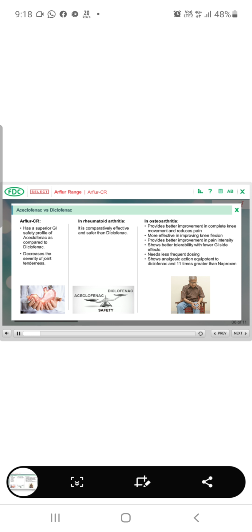Arflur CR has a superior gastrointestinal safety profile of aceclofenac as compared to diclofenac. It decreases the severity of joint tenderness. In rheumatoid arthritis, aceclofenac is comparatively effective and safer than diclofenac. In osteoarthritis, aceclofenac provides better improvement in complete knee movement and reduced pain on movement than diclofenac.